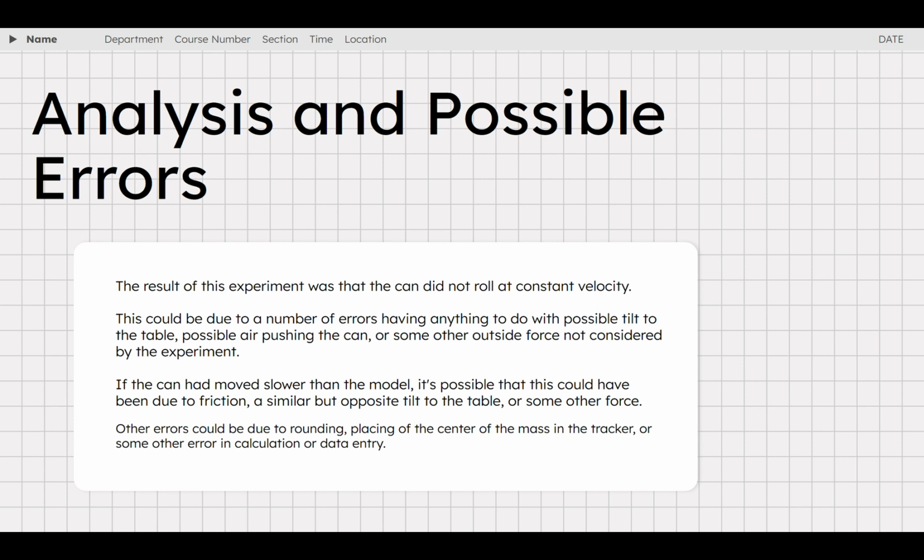This could be due to a number of errors having anything to do with possible tilt to the table, possible air pushing the can, or some other force not considered by the experiment. If the can had moved slower than the model, it's possible that this could have been due to friction, a similar but opposite tilt to the table, or some other force. Other errors could have been due to rounding, placing of the center of the mass in the Tracker, or some other error in calculation or data entry.